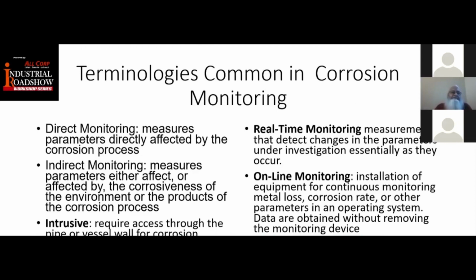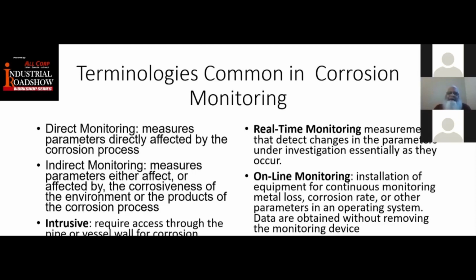Direct monitoring measures parameters directly affected by the corrosion processes. Indirect monitoring measures parameters that either affect or are affected by the corrosiveness of the environment or the products of the corrosion processes. Then the intrusive technique, which I will be talking about, requires access through the pipe or vessel wall for corrosion monitoring. The non-intrusive techniques, maybe I will give a seminar or a webinar next time on the non-intrusive corrosion monitoring techniques. They require no access through the pipe or vessel wall for corrosion monitoring.